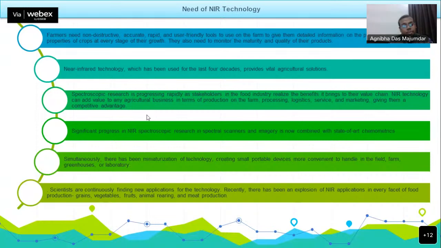It is also a significant process in spectral scanners and imagery, which is now combined with state-of-the-art chemometrics. Chemometrics is basically the statistical method which I have discussed with you earlier. In chemometric techniques, we take the primary data from the analytical methods as well as from the near-infrared spectroscopic method, combine the data, and make statistical models. Finally, the statistical models are applied in future for the non-destructive characterization of any food products.